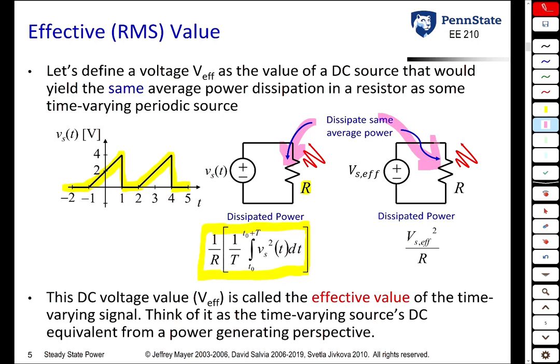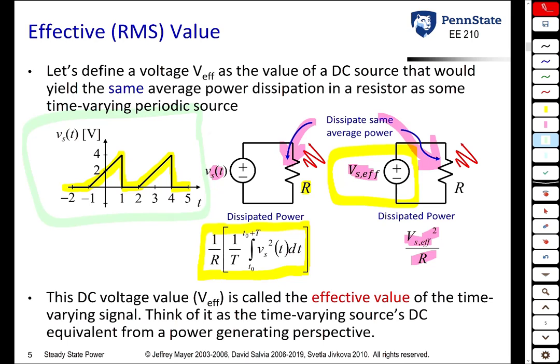We're going to define the voltage Vs effective as the DC voltage that gives us the same power being dissipated as this AC signal. So for the circuit on the right, the absorbed power, because it's DC, it's very simple. It's V effective squared over R. So you can sort of think of this V effective value as the DC equivalent of this time varying signal from a power perspective.